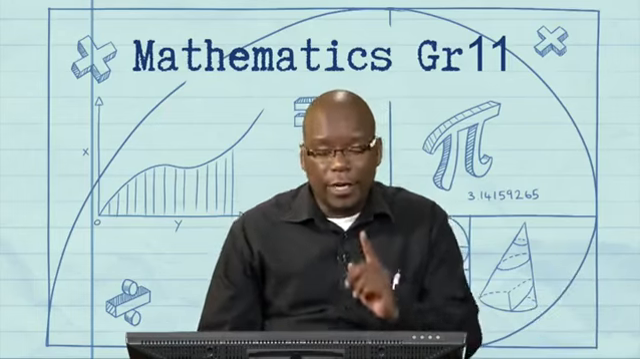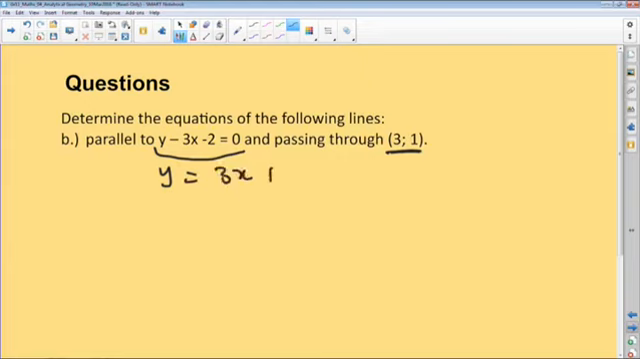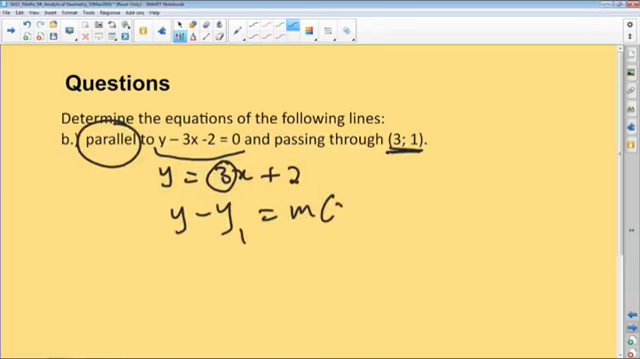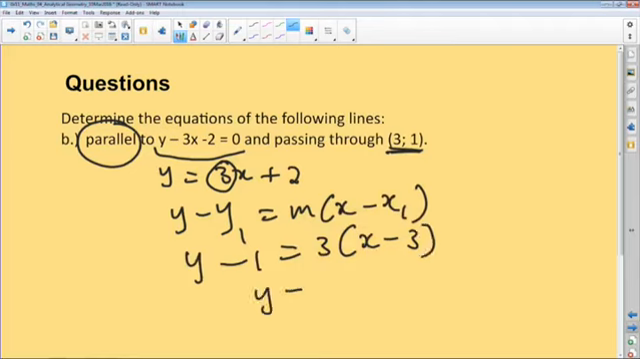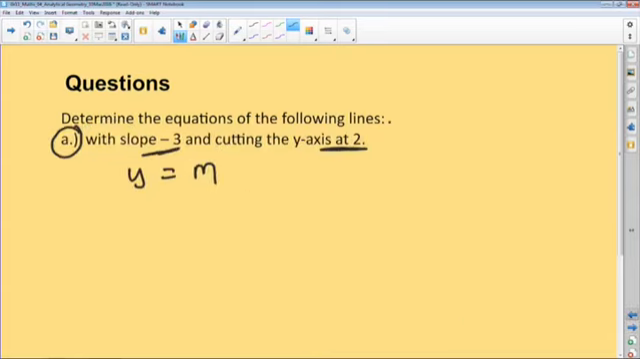Let's check if you are right, grade 11s. You put it in a standard form, y is 3x plus 2, and you need a line parallel. They will have the same gradient and passing through 3, 1. So y minus y1 is m into x minus x1. So y minus 1 is m is 3, x minus 3. Then you get your equation is 3x minus 9 plus 1. So y is 3x minus 8. So for this one, your solution is that.